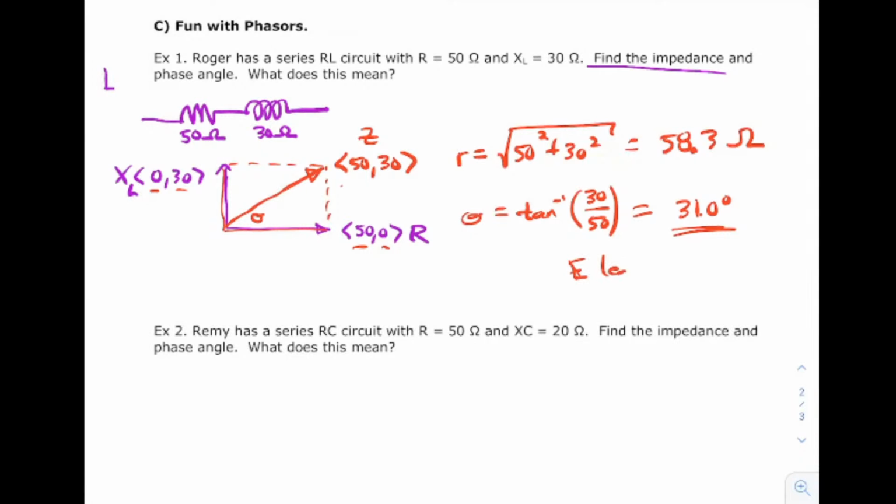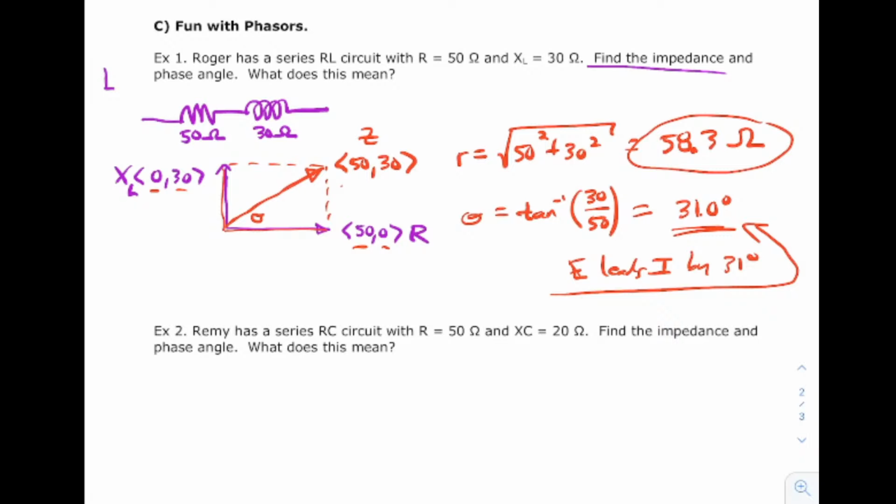E leads I by 31 degrees. That's what that means. The circuit feels like a 58 ohm total pushback. Again, it's only 50 ohms of actual resistance, but because of the springy effect of the coil, it feels like you have to push against 58 ohms to get any current to go through that thing. So that's what the impedance means. That's what the phase angle means, I guess.